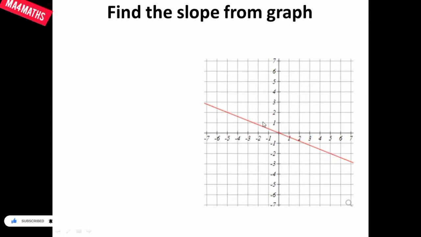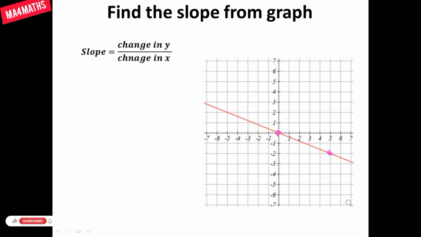First of all, we will consider any 2 points on the line. First I am considering the origin point, and the second one is (5, -2). Now we will use the formula of the slope. The formula of the slope is change in y over change in x. This is the change in y, vertically, and this is the change in x. Now I am putting these values in the equation.